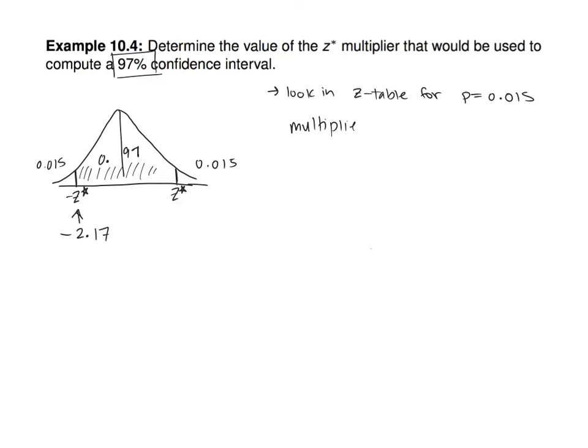The multiplier is the absolute value of that number. So z star in this case would equal 2.17. Does that make sense? Okay, and on your test, I'm probably gonna ask you to draw the picture to illustrate that you know where it's coming from. I'm giving partial credit if you don't get it right.